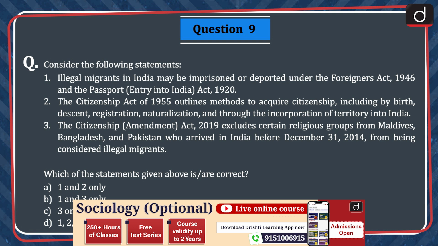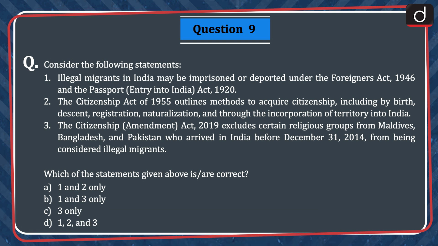Next question is consider the following statements. 1. Illegal migrants in India may be imprisoned or deported under the Foreigners Act 1946 and the Passport Entry into India Act 1920. 2. The Citizenship Act of 1955 outlines methods to acquire citizenship, including by birth, descent, registration, naturalization, and through the incorporation of territory into India. 3. The Citizenship Amendment Act 2019 excludes certain religious groups from Maldives, Bangladesh, and Pakistan who arrived in India before December 31, 2014 from being considered illegal migrants. Which of the statements given above is or are correct? 1 and 2 only, 1 and 3 only, 3 only, or 1, 2 and 3?